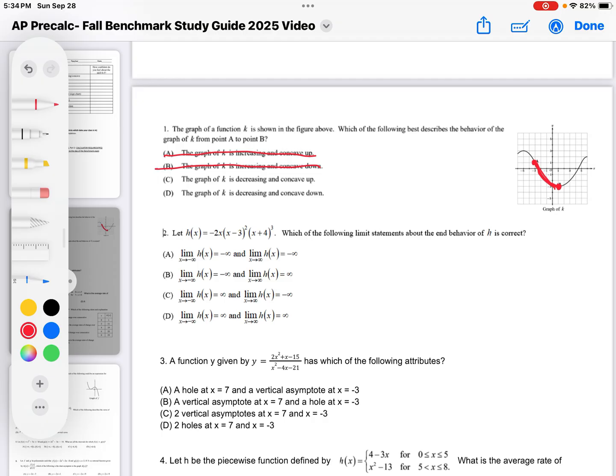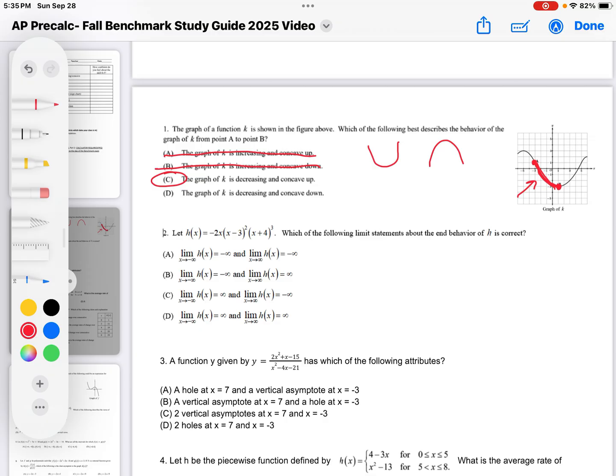Now that I know it's got a negative slope, it's a decreasing function, we need to know if that's concave up or concave down. So remember, the way to remember that: concave up like a cup, or down like a frown. Well, this section here clearly looks like it's concave up, so C is our answer for this one.